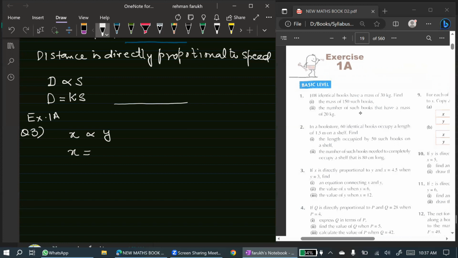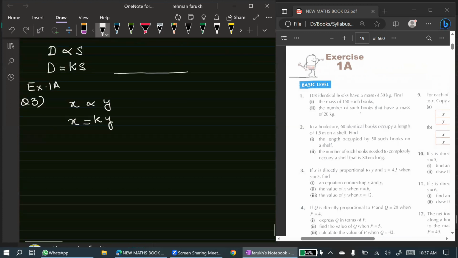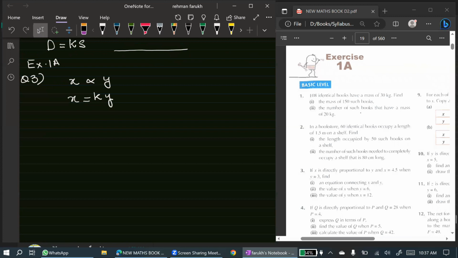When x is equal to ky. Yes, very good. x is equal to ky. Now, it is given in the question that x is equal to 4.5 when y is equal to 3. We will put these two values into the equation to get the value of k.